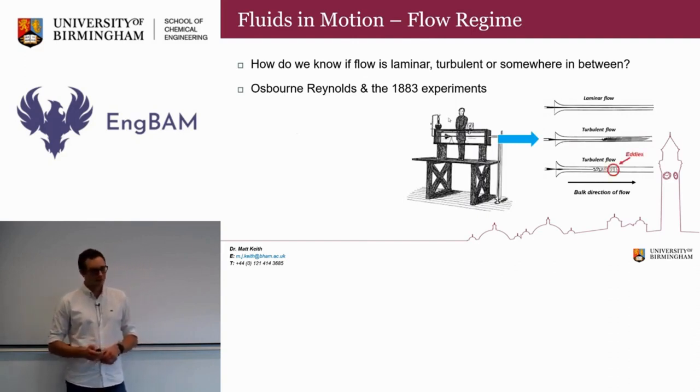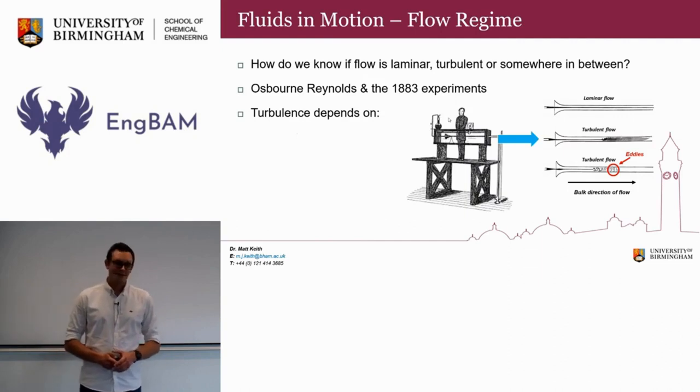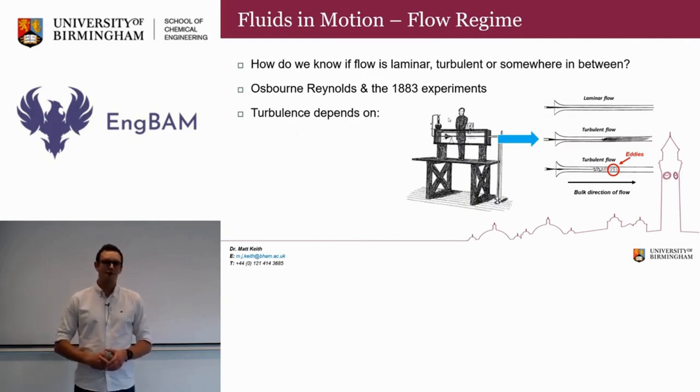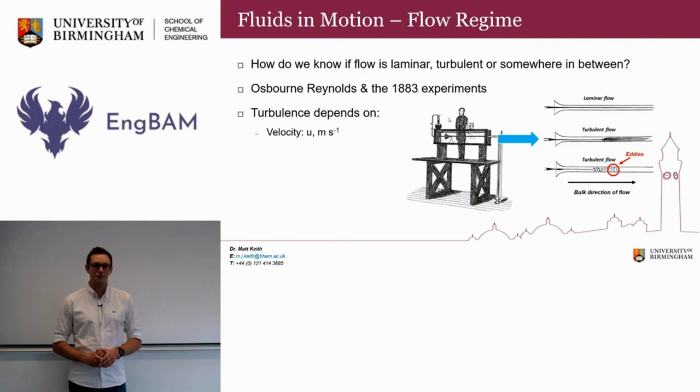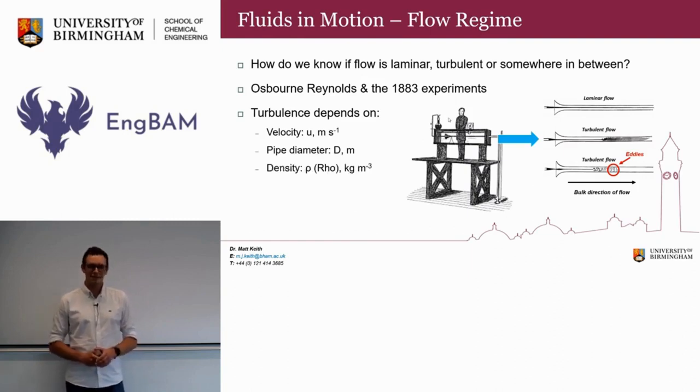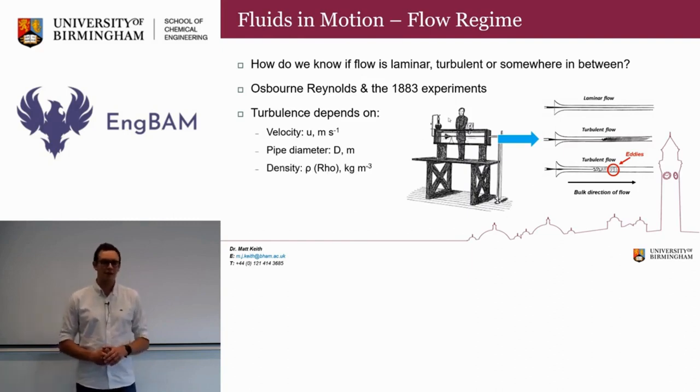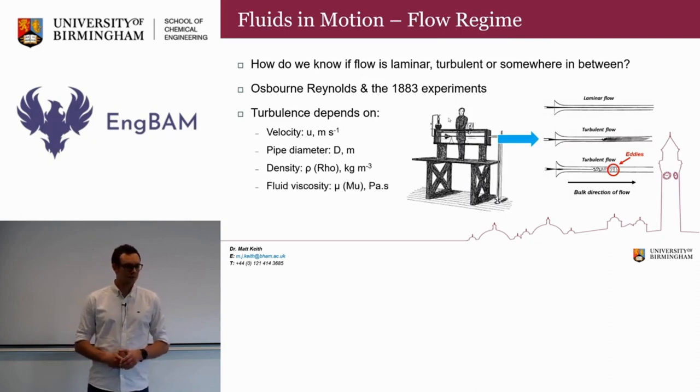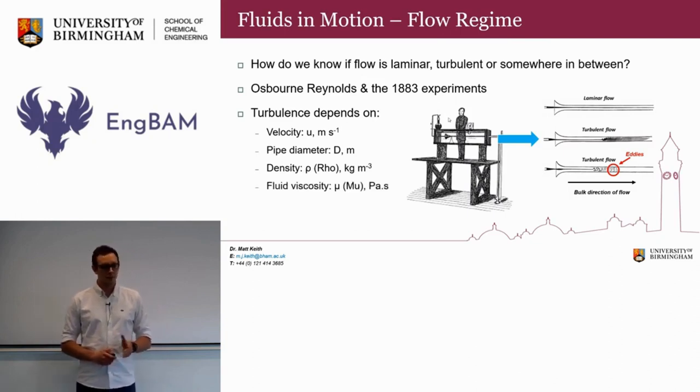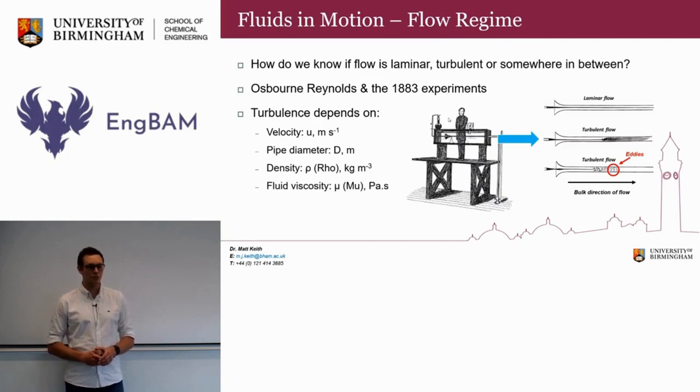As we can see here, we characterize turbulent flow by the formation of these random eddies across the pipe diameter. So, Osborne Reynolds determined that the turbulence depends on four main factors: the velocity of the fluid flowing in the pipe, which we normally denote as U, the diameter of the pipe, d, the density of our fluid, which is given by this Greek symbol we call rho, and also the fluid viscosity, which is given by another Greek symbol called mu.